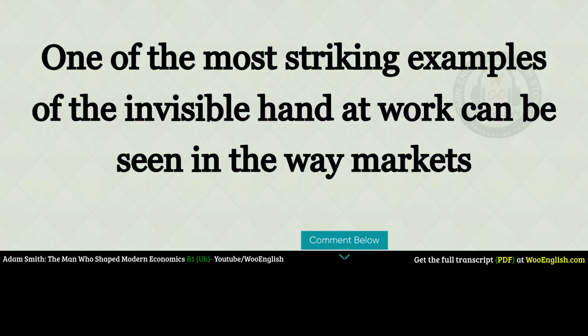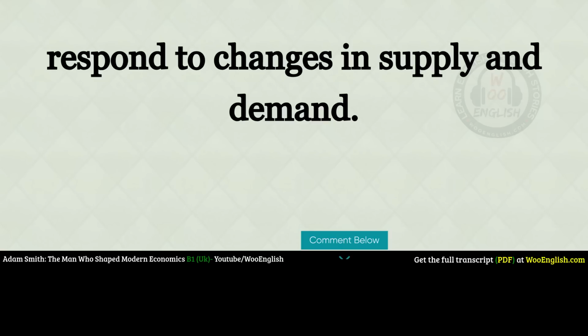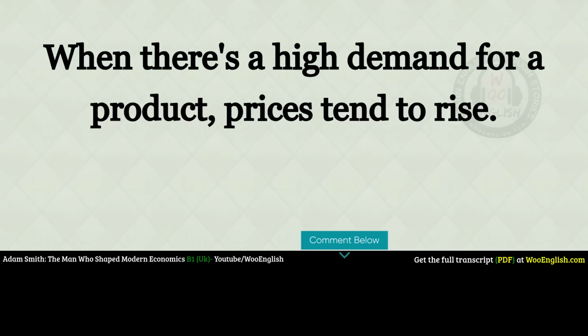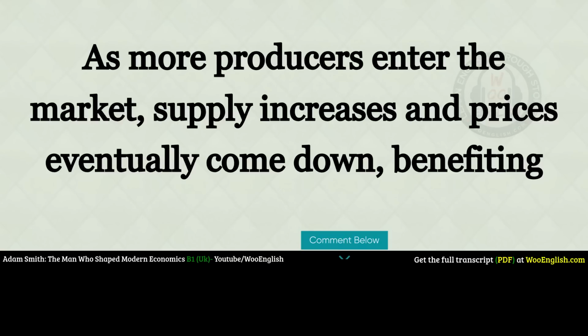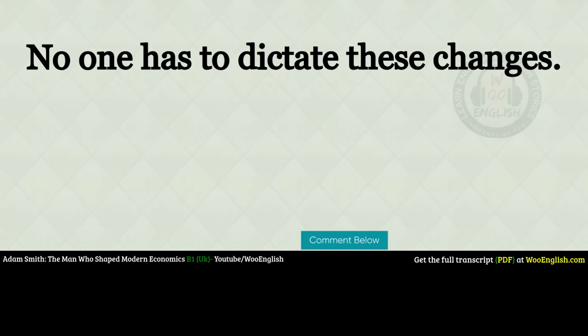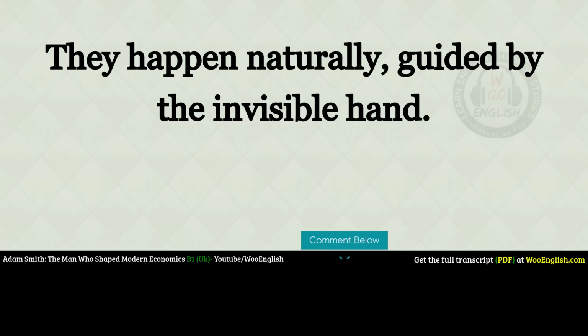One of the most striking examples of the invisible hand at work can be seen in the way markets respond to changes in supply and demand. When there's a high demand for a product, prices tend to rise. This higher price signals to producers that there's an opportunity to make more money by producing more of that product. As more producers enter the market, supply increases and prices eventually come down, benefiting consumers. No one has to dictate these changes. They happen naturally, guided by the invisible hand.